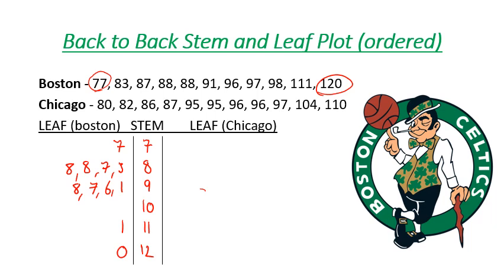You'll notice I'm putting commas between my numbers on the leaves. It's really important that we do that. So for Chicago: 80, 82, 86, 87, 95, 95, 96, 96, 97, 104, and then 110. And there you'll be able to compare two different sets of data, back to back, of two different teams.